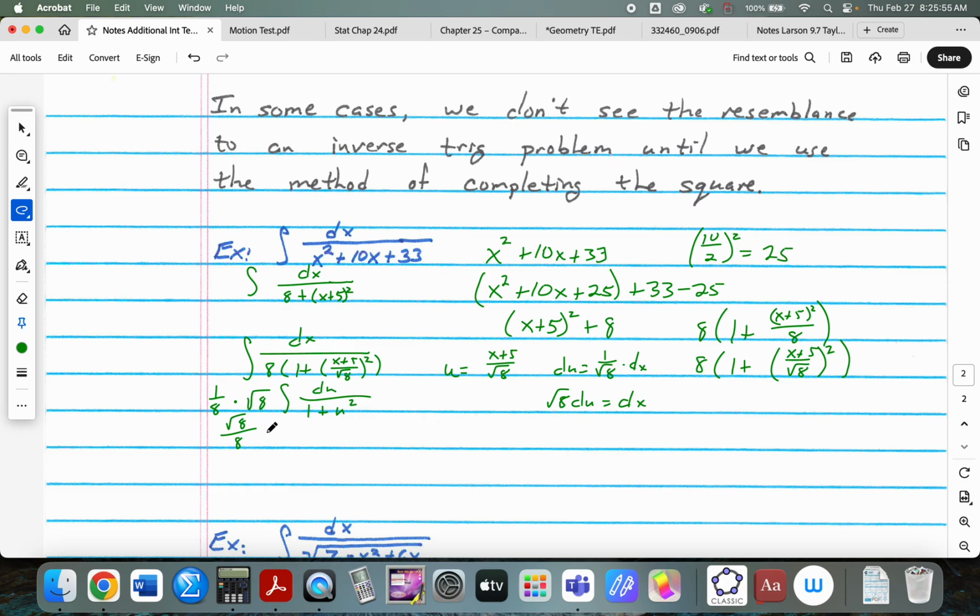Either way. So this would be that times the arctangent of, and let's go ahead and not mess around. We know what u is. U is x plus 5 over the square root of 8, so let's just go ahead and take the antiderivative and change it back into terms of x at the same time.